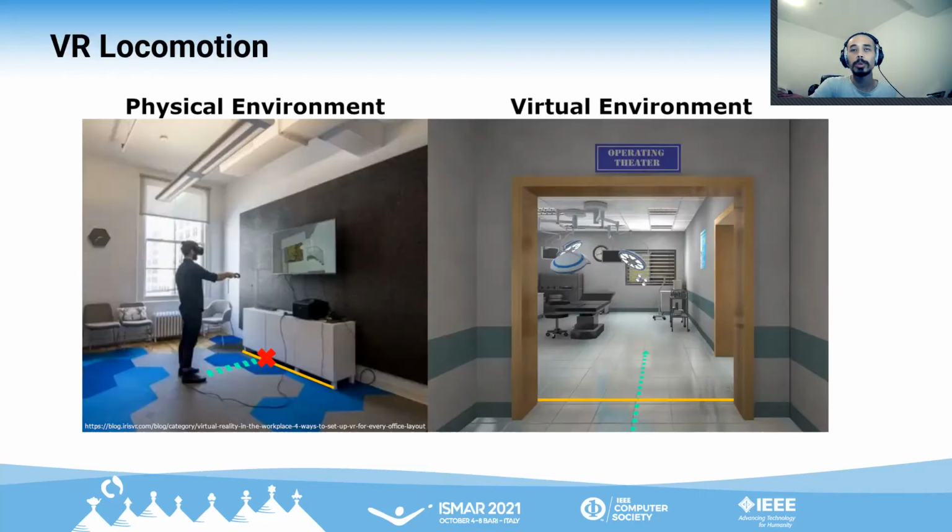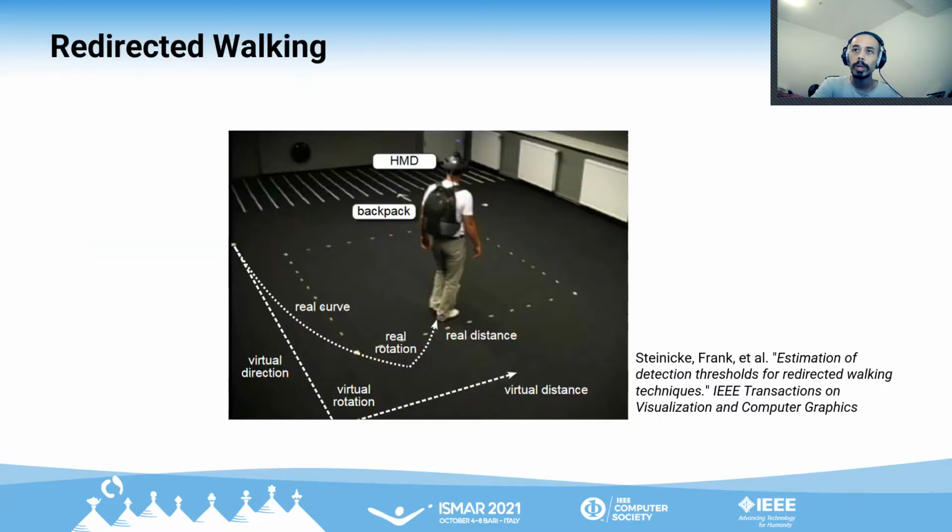So in VR locomotion, the user is located in a physical and a virtual world at the same time. And usually the layouts of these worlds and the sizes of these worlds are different. And this leads to a fundamental problem in VR where the user will want to travel along some valid path in the virtual world, but this would correspond to some invalid path in the physical world. One way to get around this is with redirected walking.